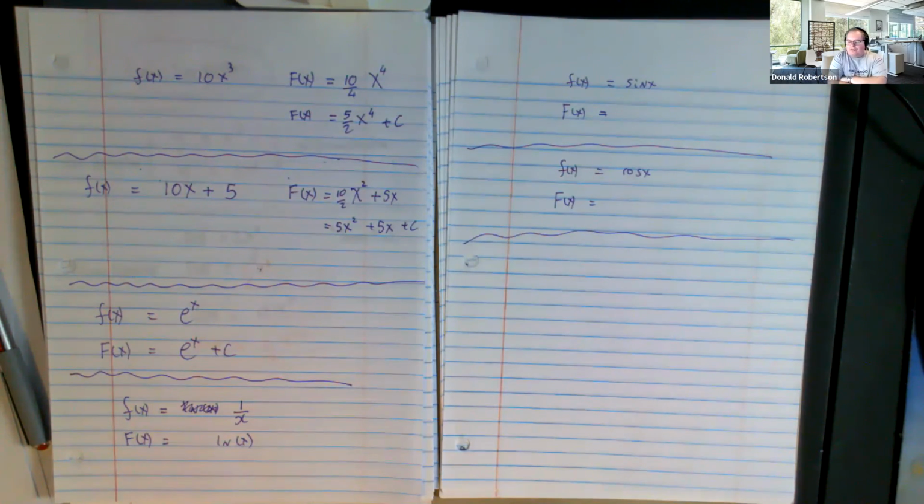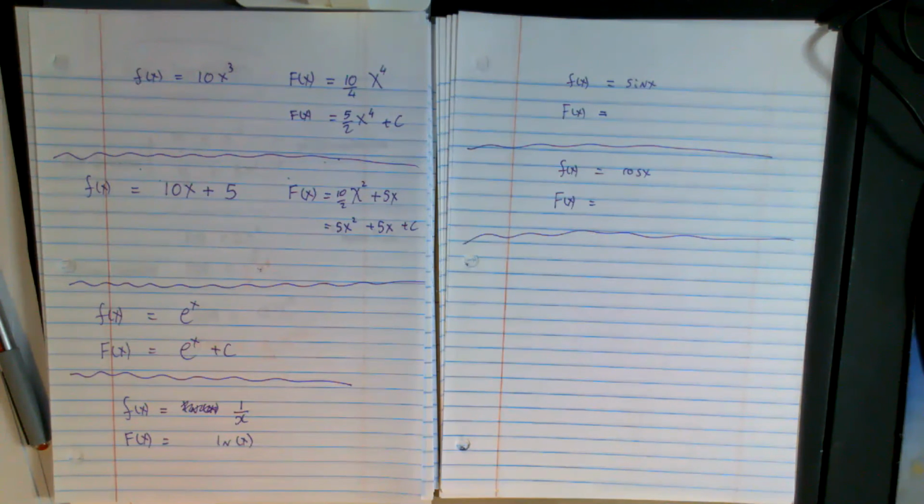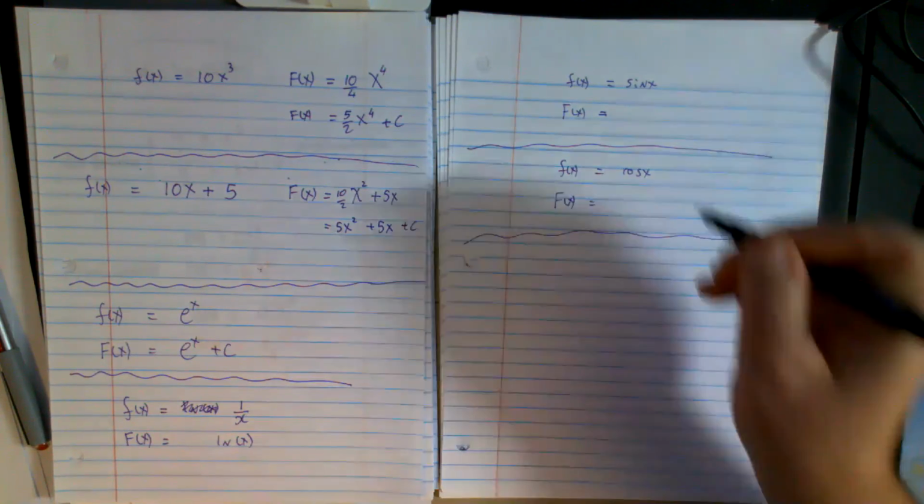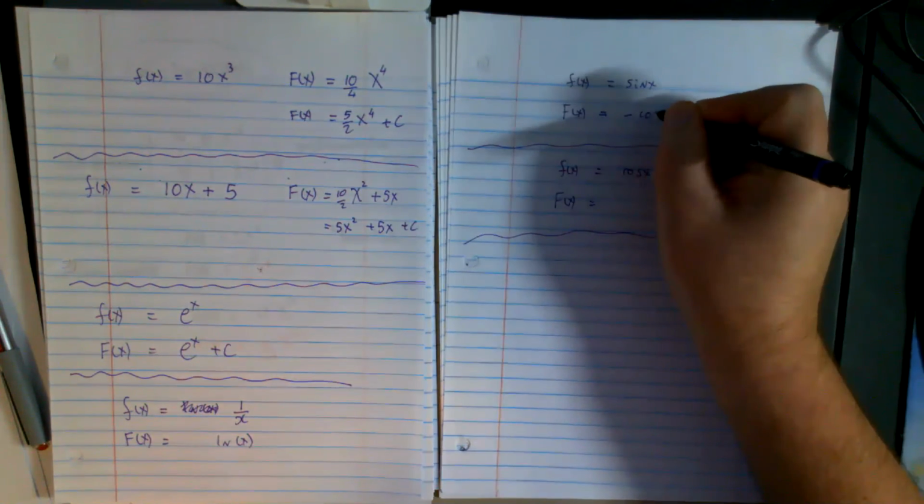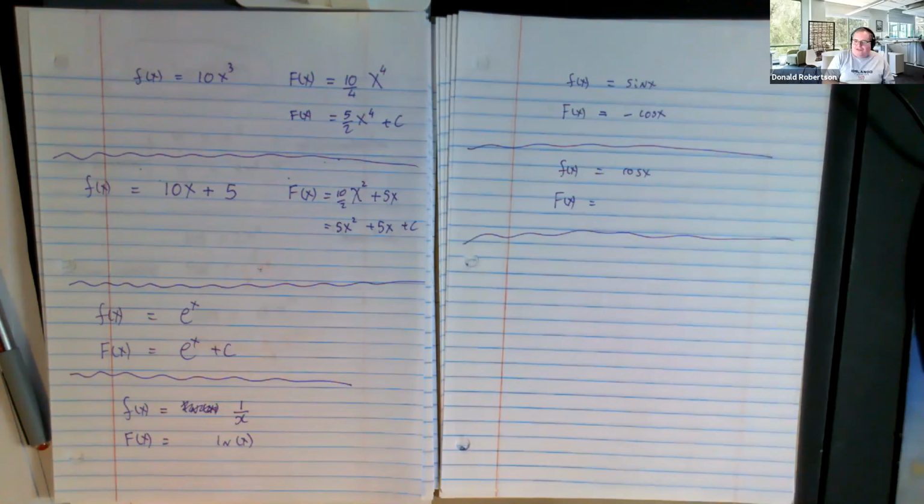Antiderivative of sine x. We'll do that one first. Antiderivative of sine x. Would that be negative cosine x? I want to see some thumbs up here. Is he right? Only one of you agree with him. At least one I can see. That's better. Yes, he is right.